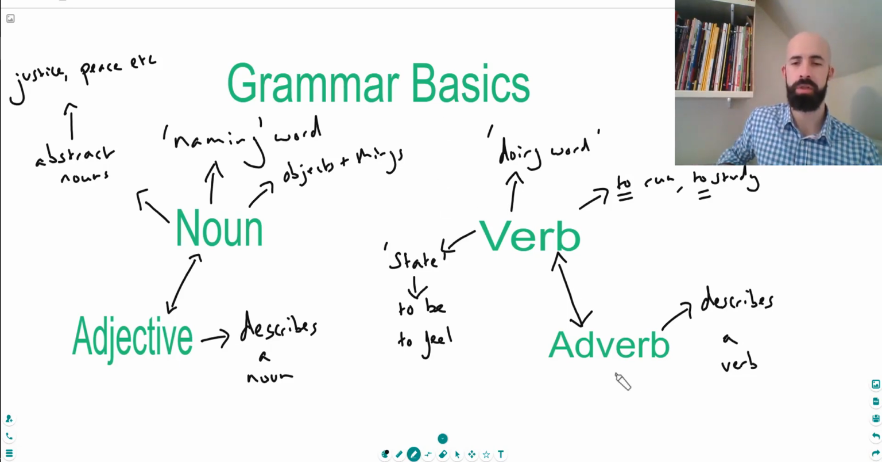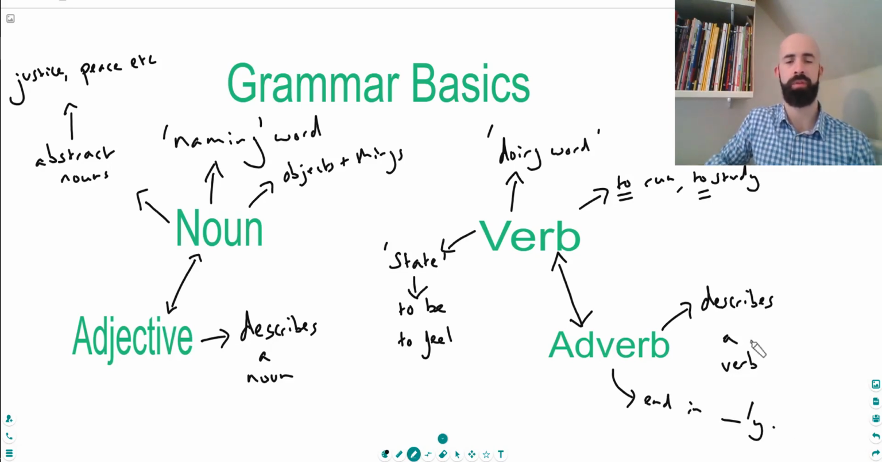And you'll notice many adverbs end in ly. That's very common to see with adverbs. So these are your four main word types: nouns, adjectives, verbs, and adverbs. And you should be able to identify all of these fairly straightforwardly.